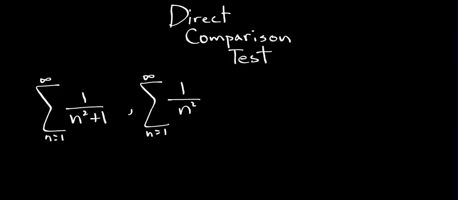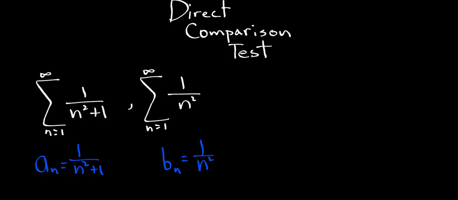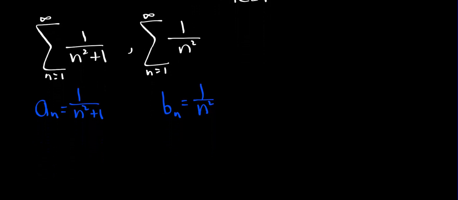Now, let's further, just for discussion, I'm going to call 1 over n squared plus 1 a sub n, and b sub n is going to be 1 over n squared. Okay, so we have these two. Now, here's what we can note. Notice that 1 over n squared plus 1 is going to be less than 1 over n squared. And that's going to be true for all n.